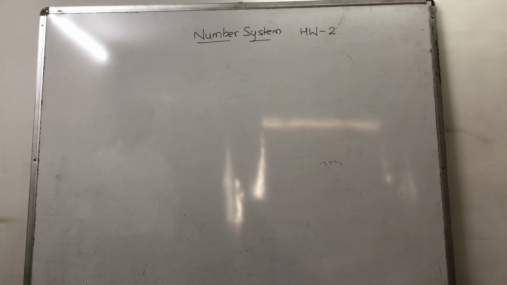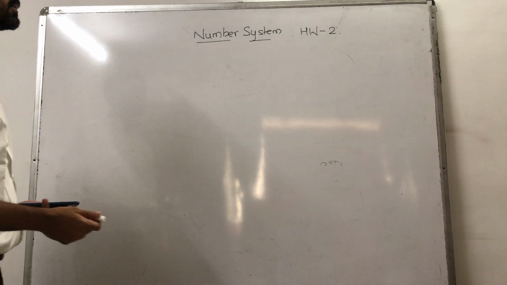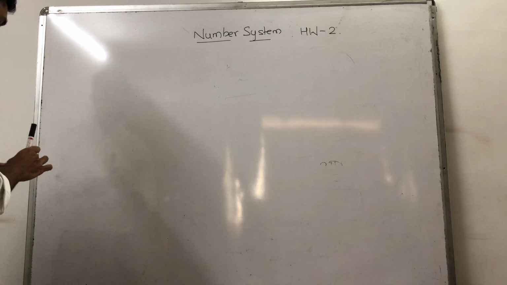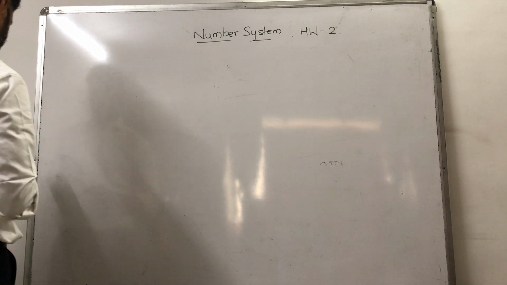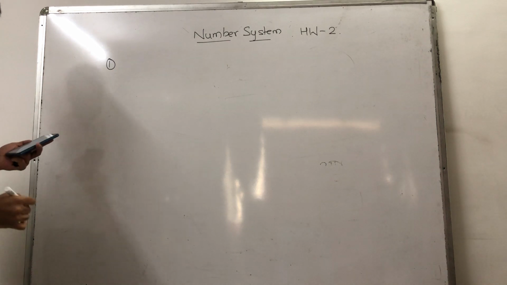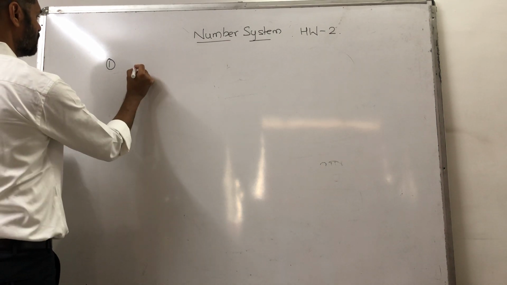Hello kids, in this video we are looking at sheet 2 of the homework of the chapter Number System. So there are 10 sums which we are supposed to do. I'll take each sum one by one. The first sum was a prove that sum.